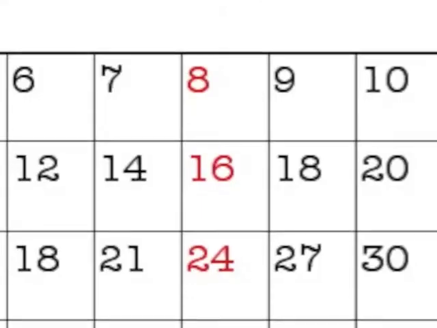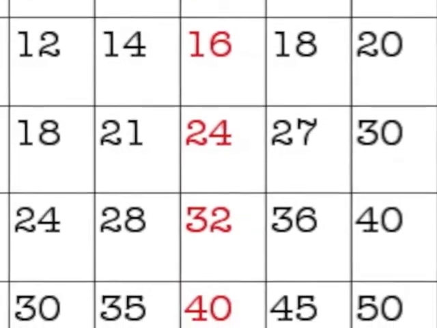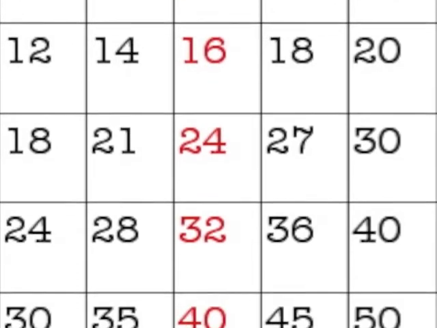Let's try it again. I said 8, 16, 24, 32, 40. Do you get it now? I said 8, 16, 24, 32, 40. That's counting by eights. Now, let's go all the way to 80. You ready?